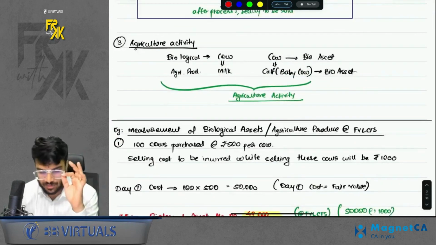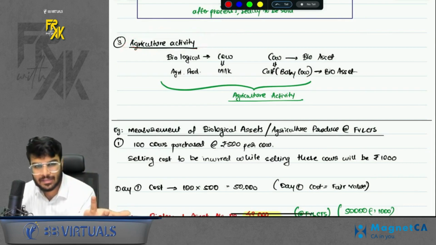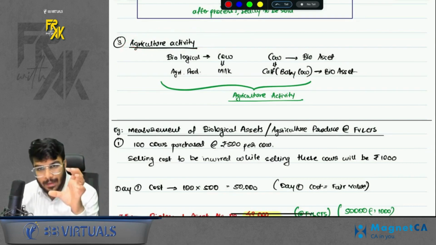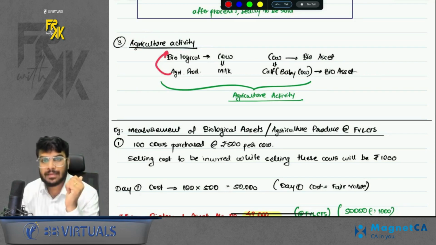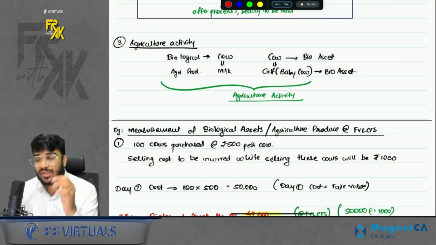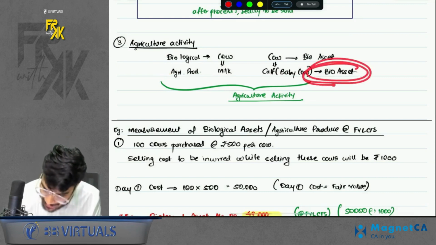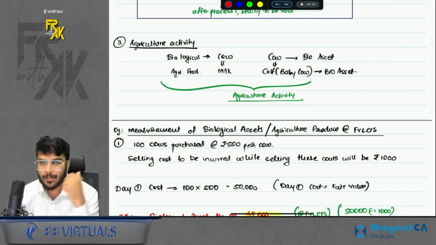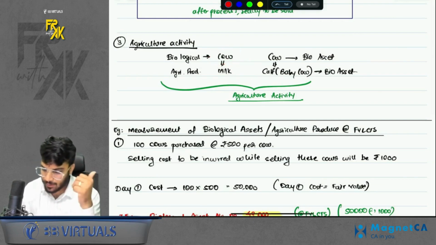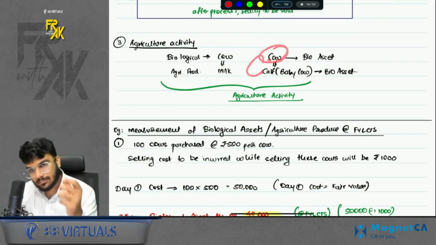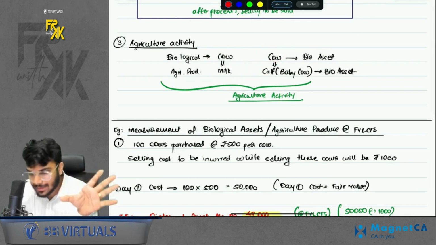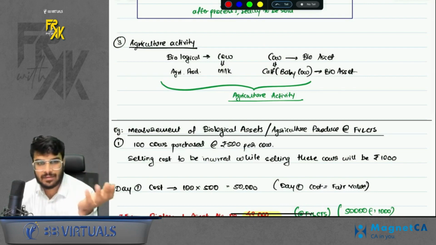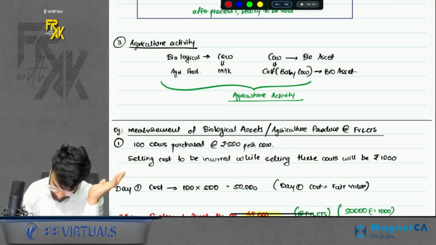Then the third definition is of agriculture activity. What is the meaning of agriculture activity? Whenever the process of removing agriculture produce from a biological asset, or the process of removing additional biological assets from a biological asset, is known as agriculture activity. For example, from cow we get milk. So process of removing this is agriculture activity. From cow we also get calves, agriculture activity. From trees we grow fruits and vegetables, agriculture activity. Okay, okay sir, got it.